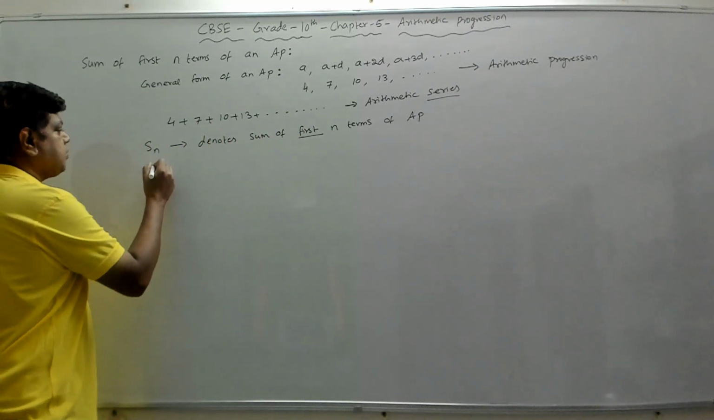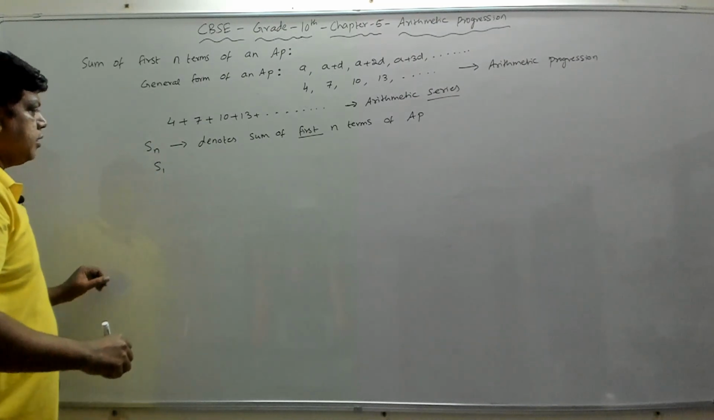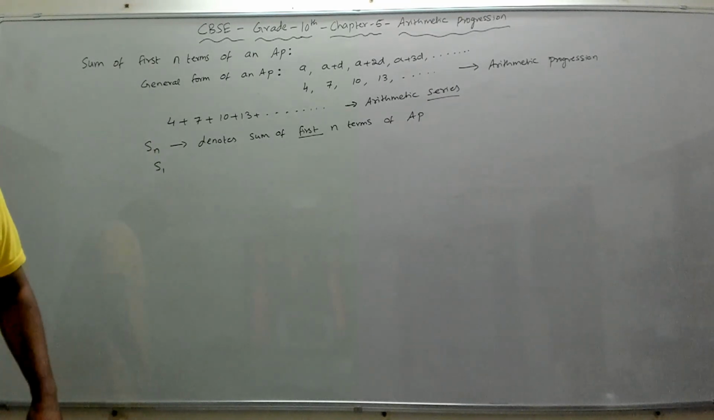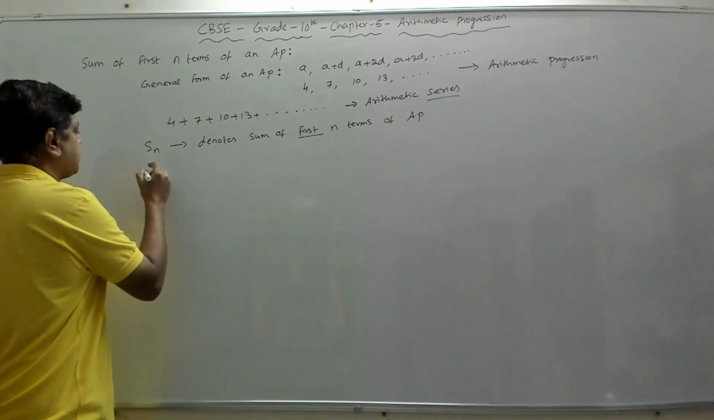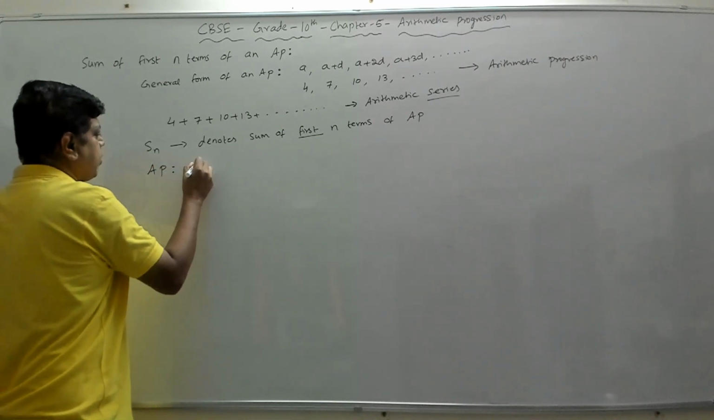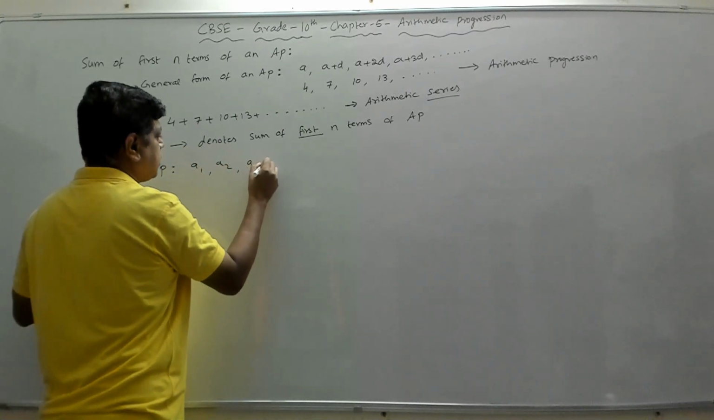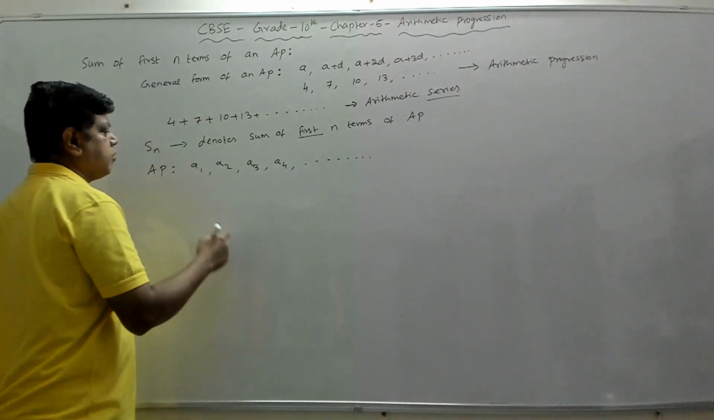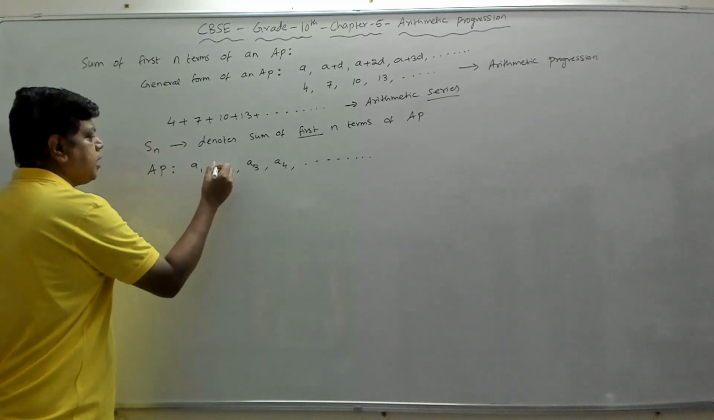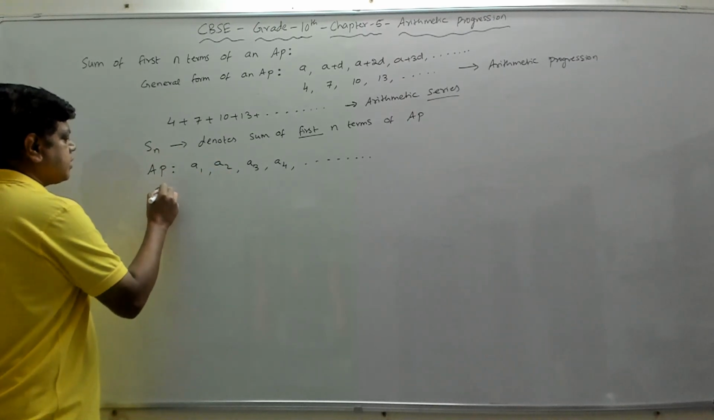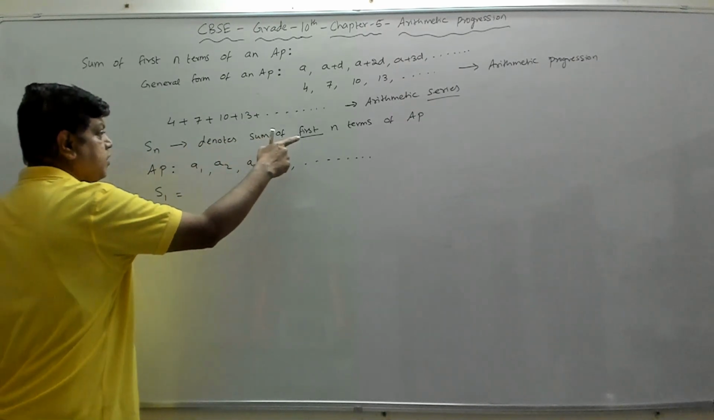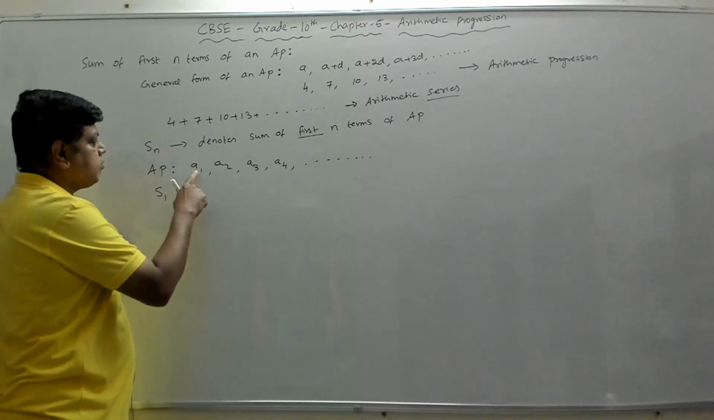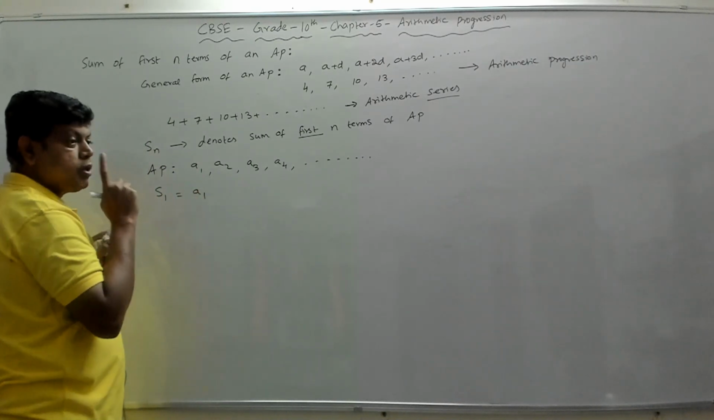What it means is, suppose I say S1, then it is called the sum of first one term of an AP. Suppose our AP is A1, A2, this is our arithmetic progression, A3, A4, like that we have numbers, where A1, A2, A3, A4 form an AP. Now Sn denotes the sum of first n terms of an AP. S1 denotes the sum of first one term of an AP. What is the sum of first one term? Only this, which is A1. So S1 will be equal to A1.